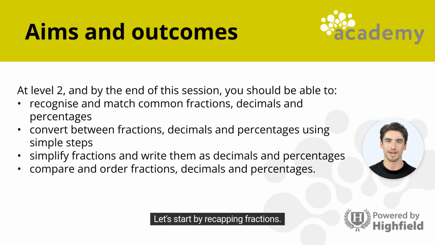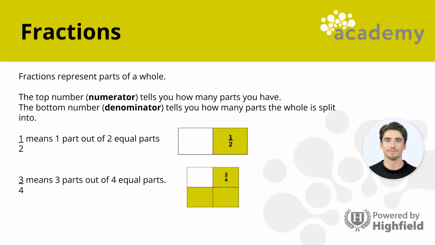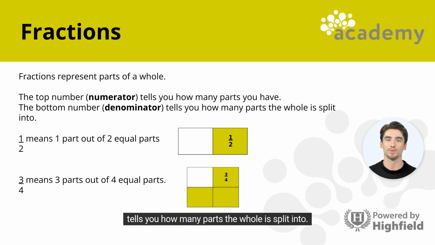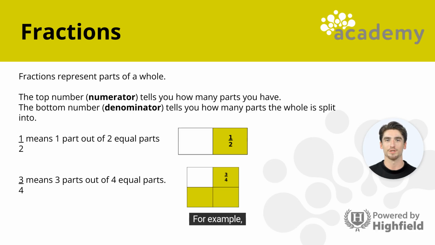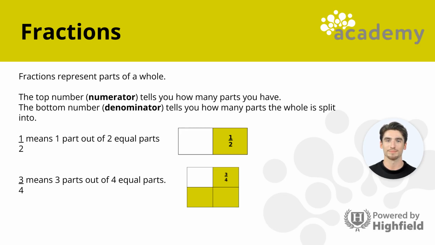Let's start by recapping fractions. Fractions represent parts of a whole. The top number, or numerator, tells you how many parts you have. The bottom number, or denominator, tells you how many parts the whole is split into. For example, 1/2 means 1 part out of 2 equal parts. 3/4 means 3 parts out of 4 equal parts.